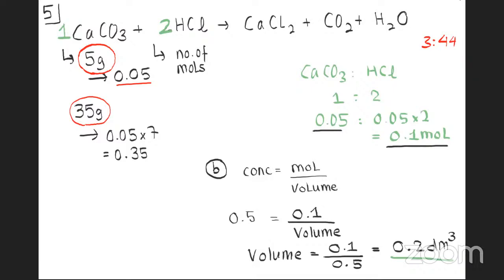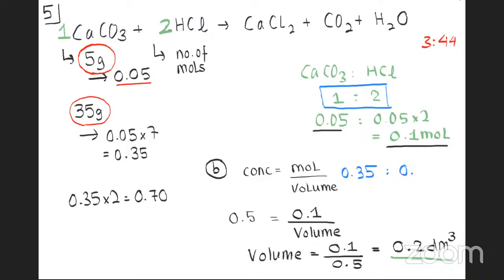All right. So if the mole of calcium carbonate is 0.35, then the mole of HCl is going to be 0.35 times 2, which is 0.70. Because remember, the mole ratio doesn't change, okay? It is always 1:2. Now that the mole of calcium carbonate is 0.35, the mole of HCl is going to be twice, and therefore it is 0.70.